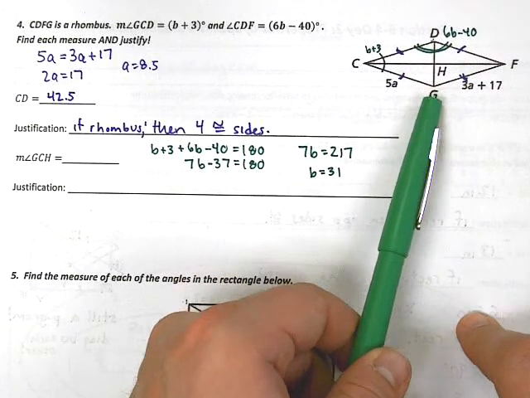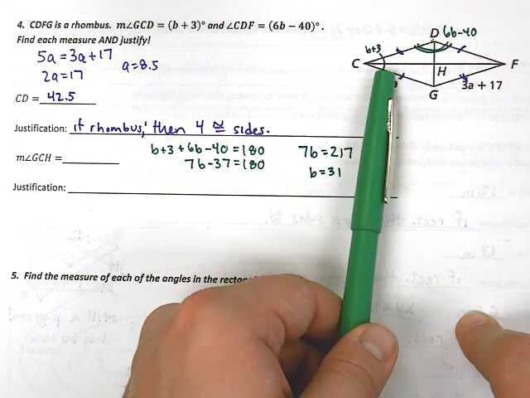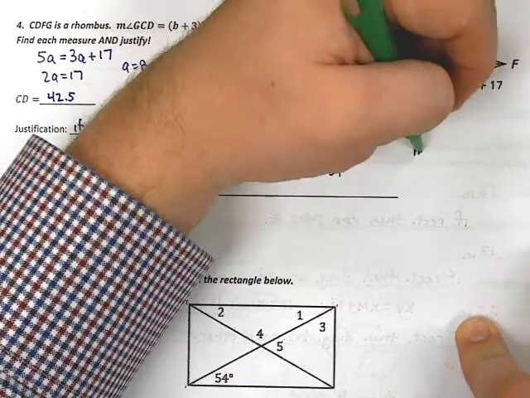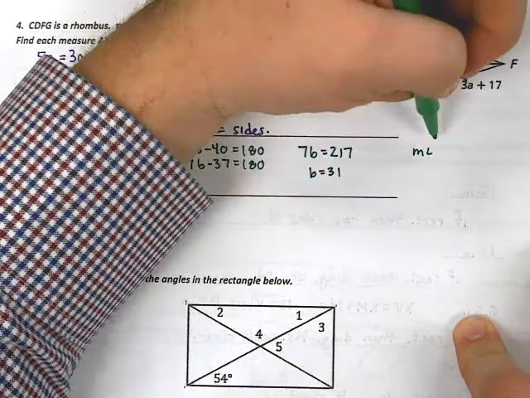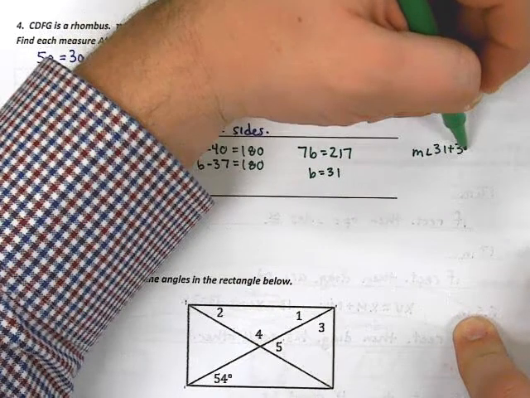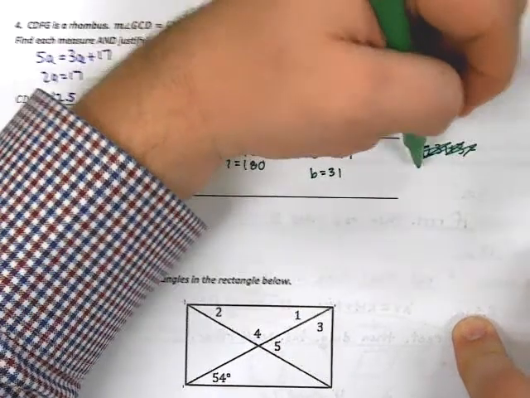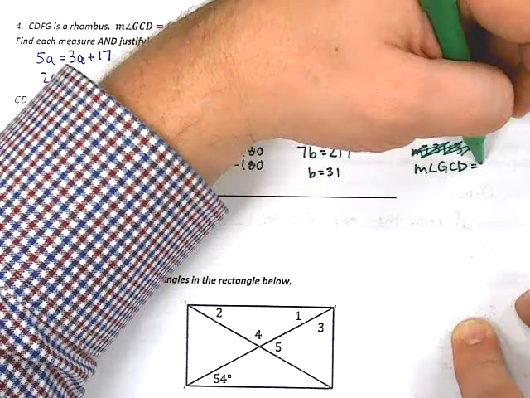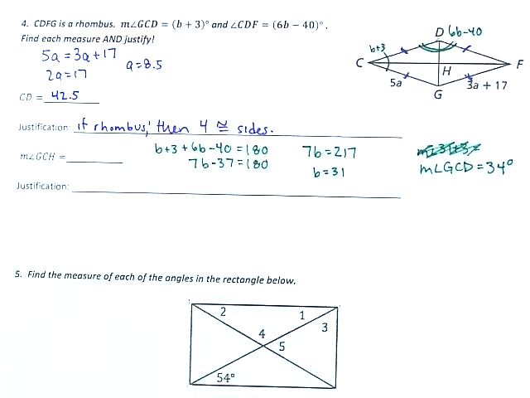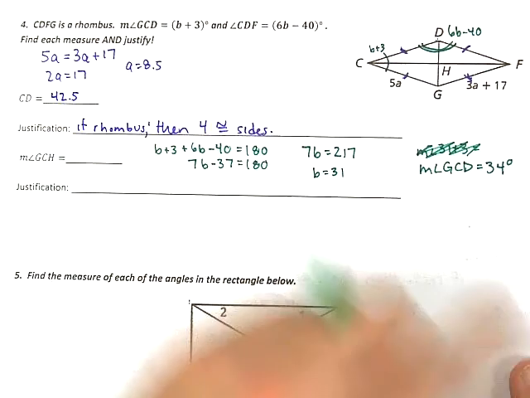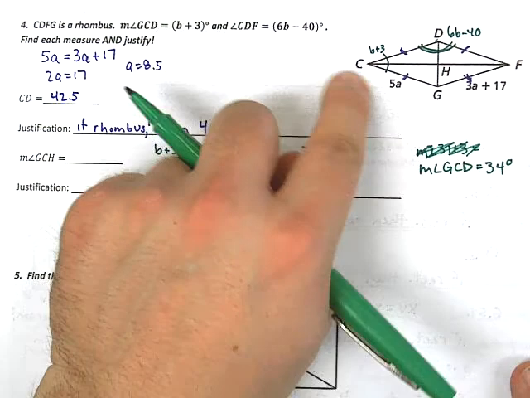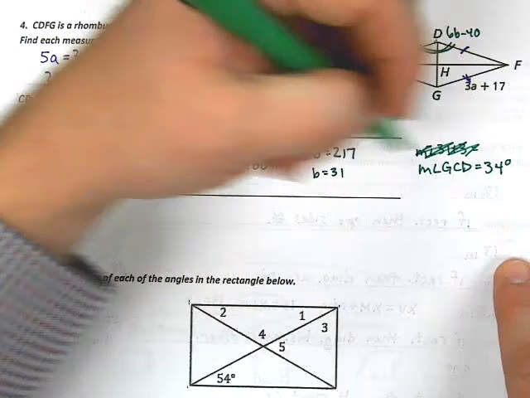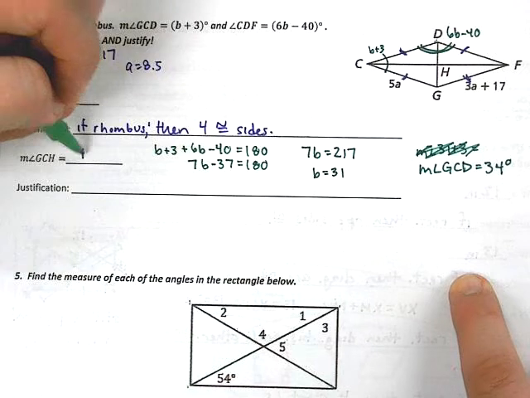We don't have a measurement about GCH, but we do have a measurement about GCD. GCD is 31 plus 3. GCD is equal to 34 degrees. And what do we have to remember about GCH in comparison to GCD? Well, it's bisected, right? Or it's cut in half. So I know that this will be 17 degrees.